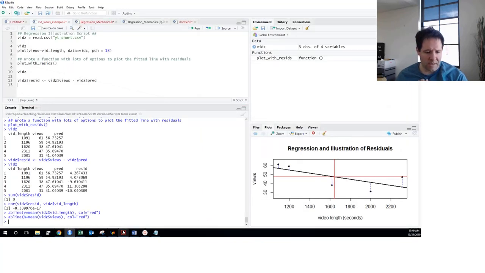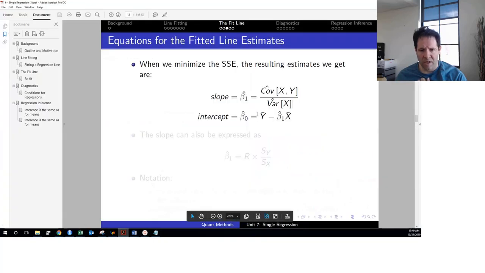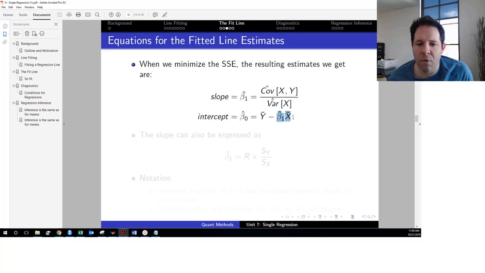Using that fact, we can come back to the slides. What does it mean for the regression line to go through x bar and y bar? It means that y bar equals the intercept plus the slope times x bar. You just add the slope times x bar to both sides, and then the solution for the intercept is going to be y bar minus the slope times x bar.